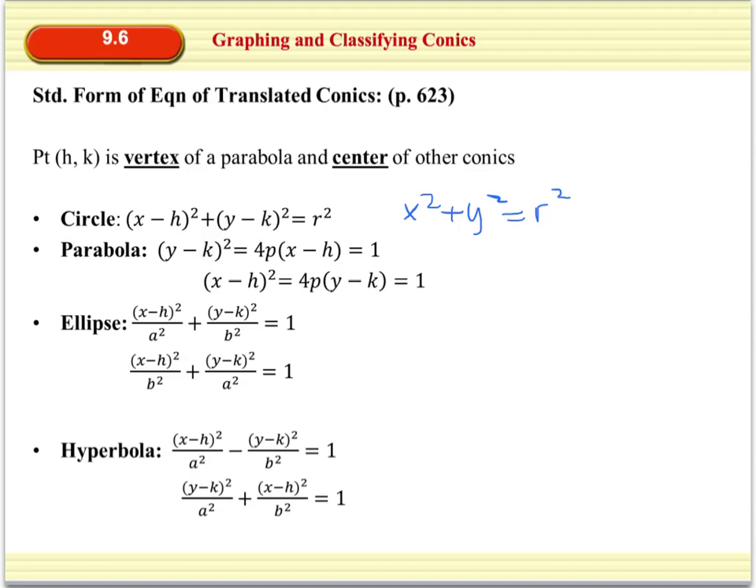Same thing for the ellipse. Now we have the quantity of x minus h squared divided by a squared plus the quantity of y minus k squared divided by b squared, that equals 1. We have both equations for the horizontal and the vertical directions, and the same thing with the hyperbolas.